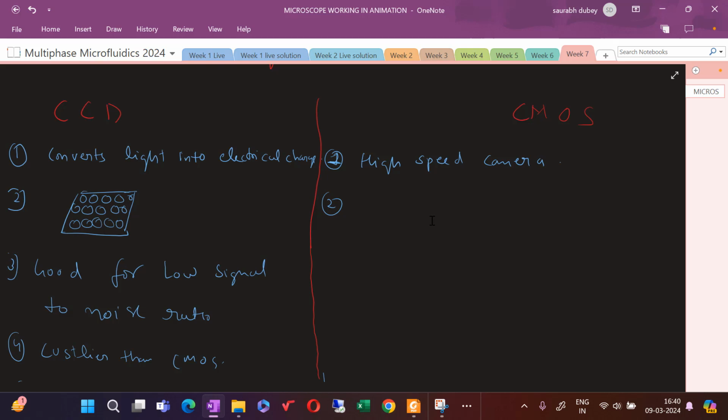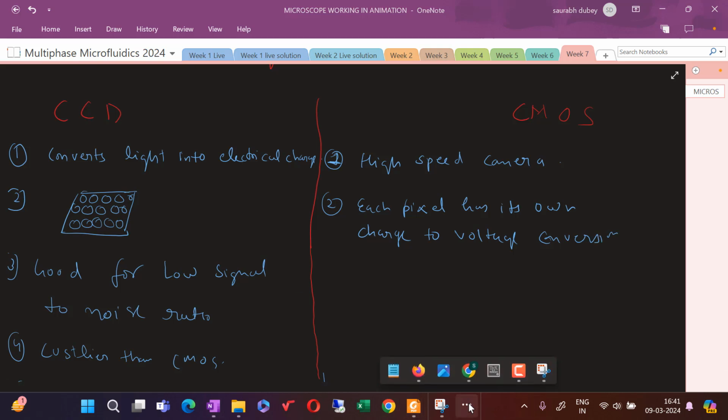Here each pixel has its own charge to voltage conversion. Okay, that is an important point. Each pixel has its own charge to voltage conversion, and that actually ensures how things will be going on.